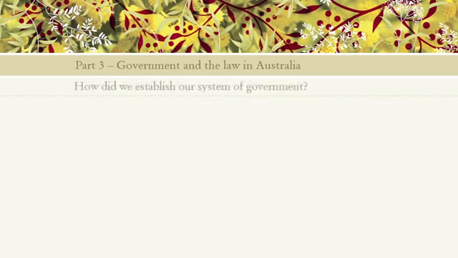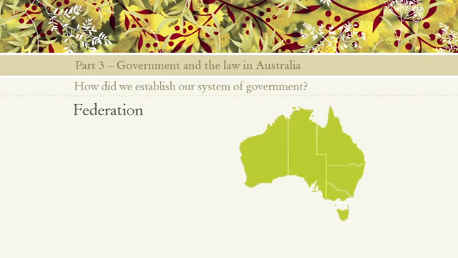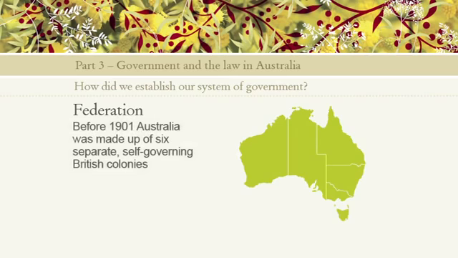How did we establish our system of government? Federation. Before 1901, Australia was made up of 6 separate, self-governing British colonies. On the 1st of January 1901, the colonies were united into a federation of states called the Commonwealth of Australia. The Australian colonies became one independent nation.